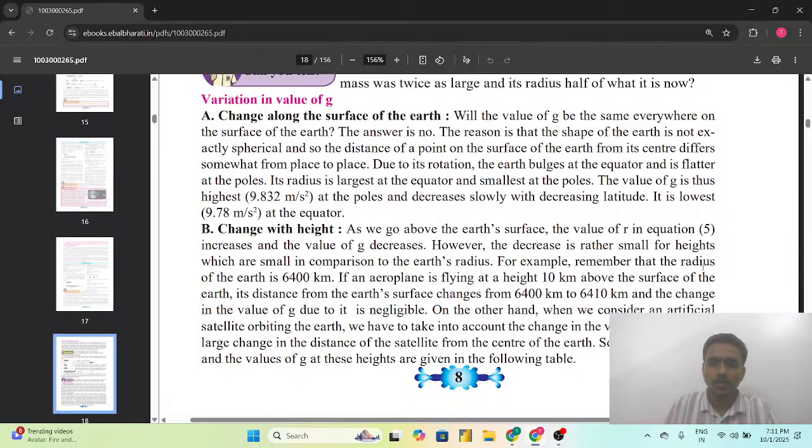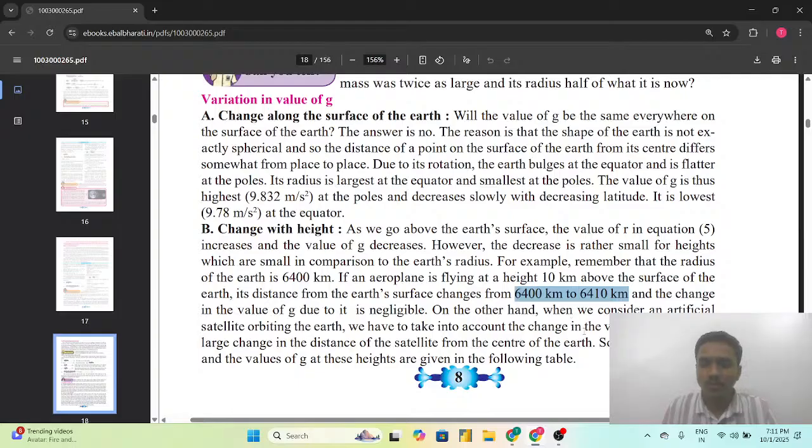radius. For example, remember that the radius of the earth is 6,400 km. If an aeroplane is flying at a height of 10 km above the surface of the earth, its distance from the earth's center changes from 6400 km to 6410 km, and the change in the value of g due to this is negligible.